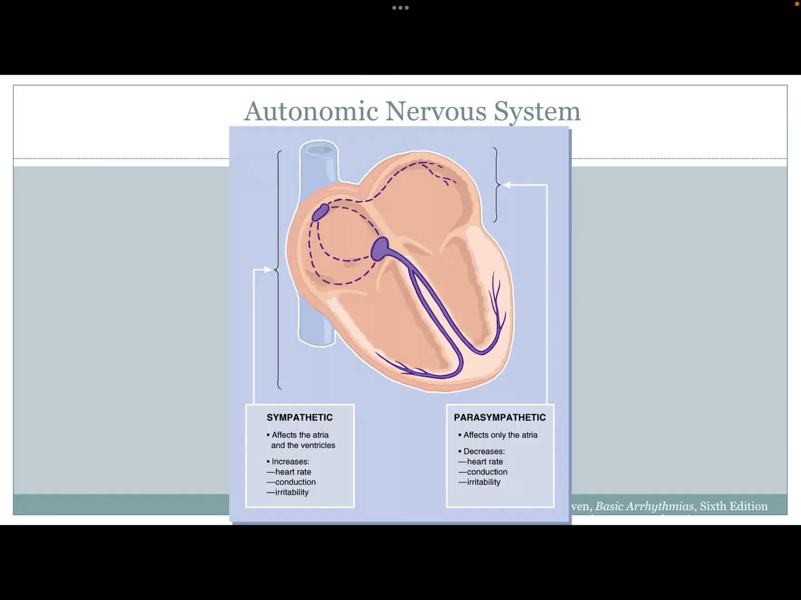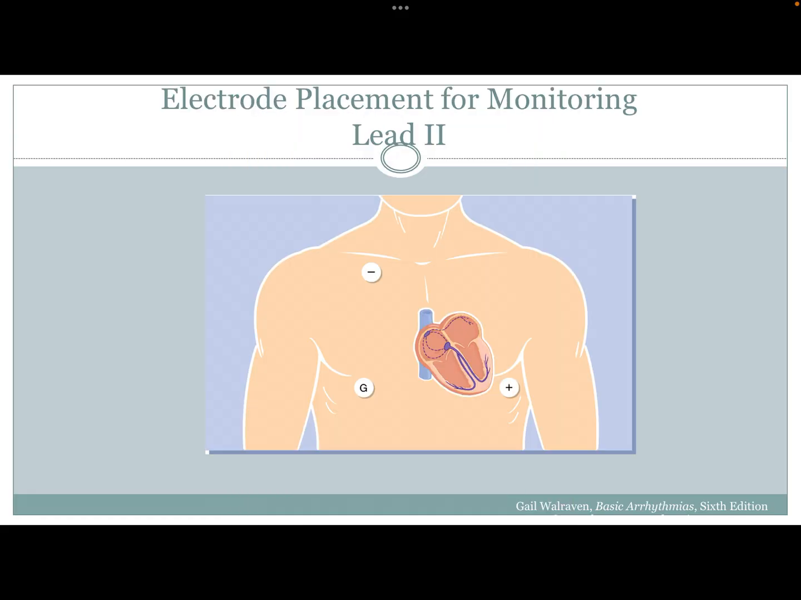Oh, and here's the picture I was referencing. So that sympathetic nervous system can innervate the atria and the ventricles. It's going to increase our heart rate, the conduction, and it can also cause some irritability. But the parasympathetic nervous system is only going to innervate the top part of the heart. It is not going to do anything down here in the ventricles. We do not want to slow those Purkinje fibers down.